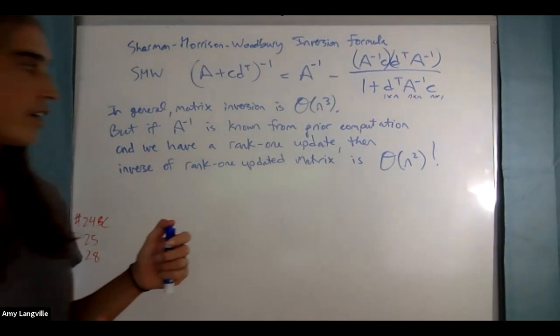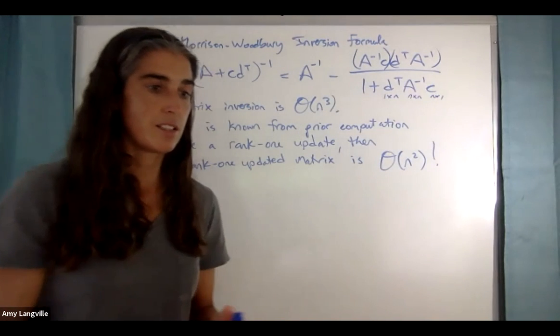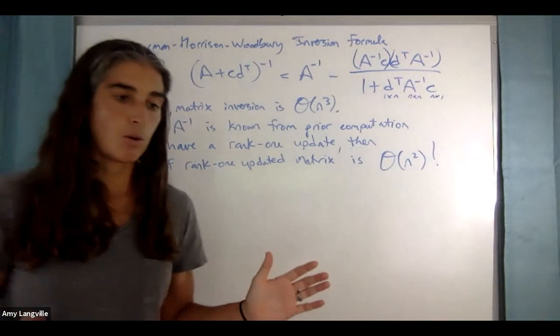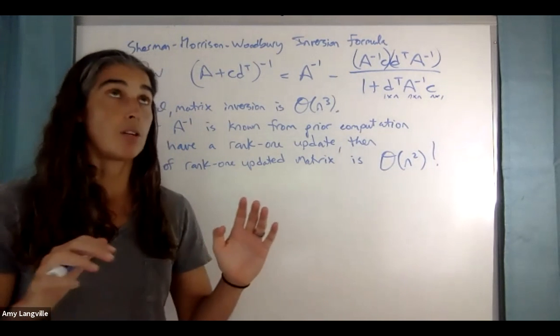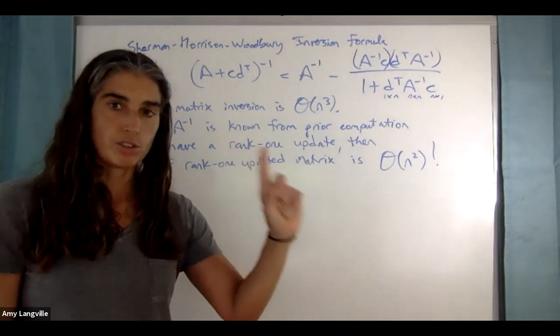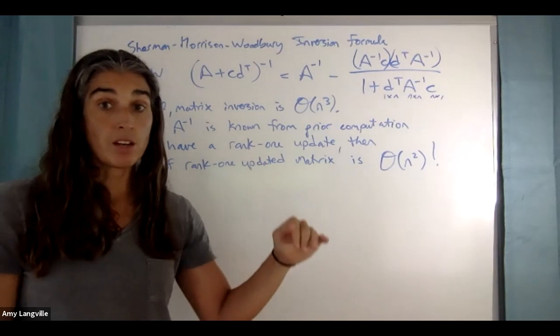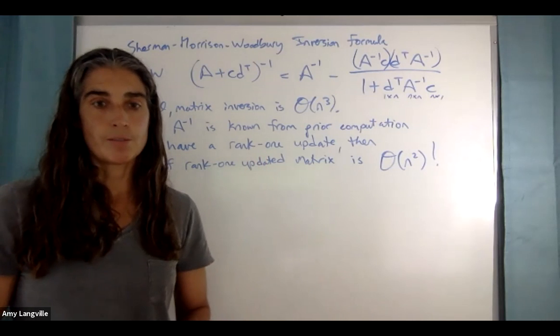So again, what this simplifies to for the simplex is that you should never do n cubed work at every iteration. You should only do it once at most, and then from then on, you can do n squared work.